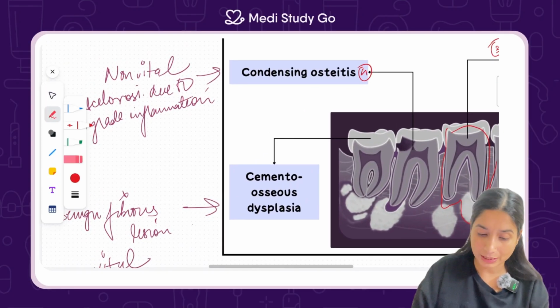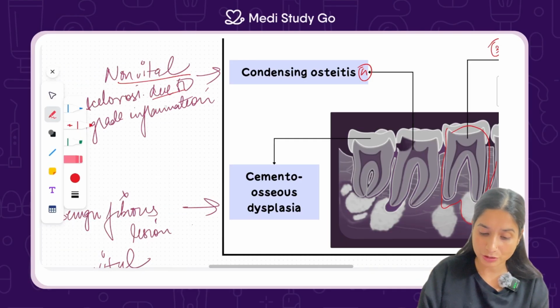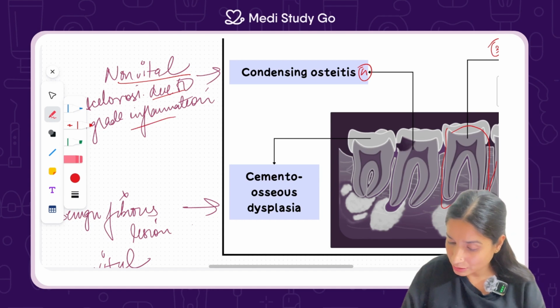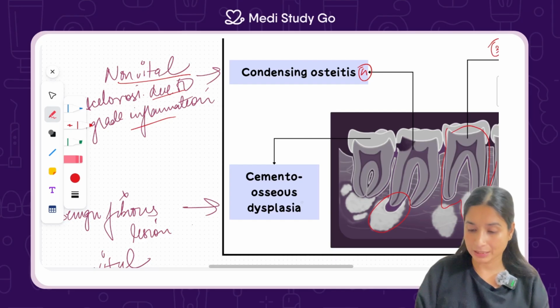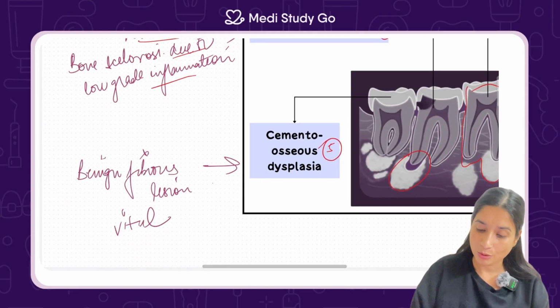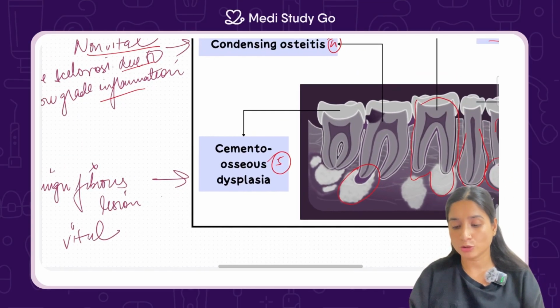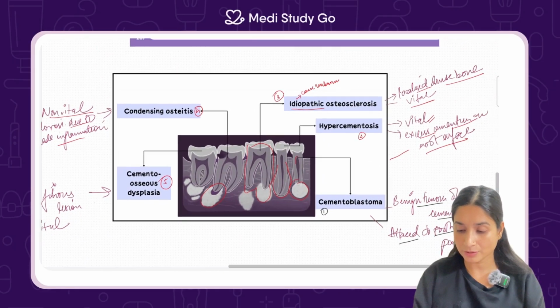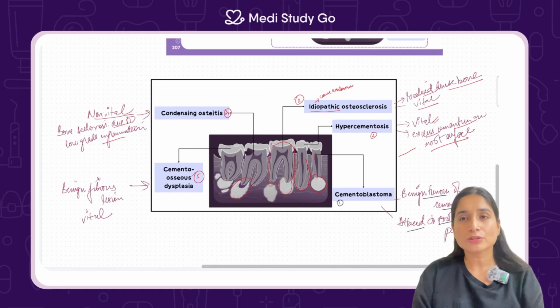In condensing osteitis, this is related to a non-vital tooth and bone sclerosis due to low-grade inflammation you can appreciate. So condensing osteitis you can appreciate over here. Cemento-Osseous Dysplasia is a very important fibrous lesion, benign fibrous lesion, and the tooth in this is vital. So you will study Cemento-Osseous Dysplasia in the fibrous lesion chapter. So these are the differential diagnosis of hypercementosis.